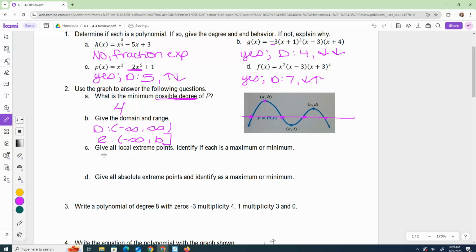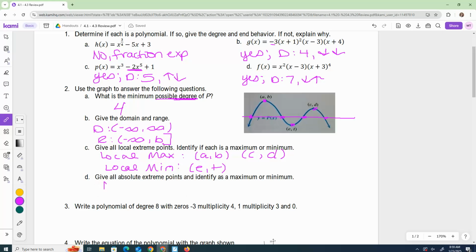Local max and min. So local max, these are ordered pairs that are high points on my graph. Looking at our turning points, there's 3 turning points, so 3 options. Which of them are maxes and which are mins? A, B, and C, D. And local min? B, T.